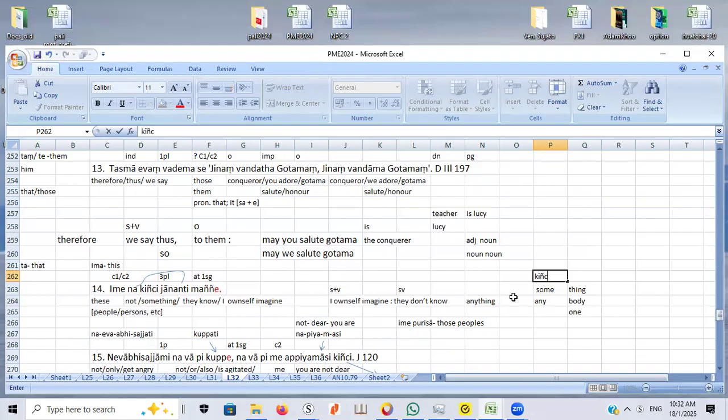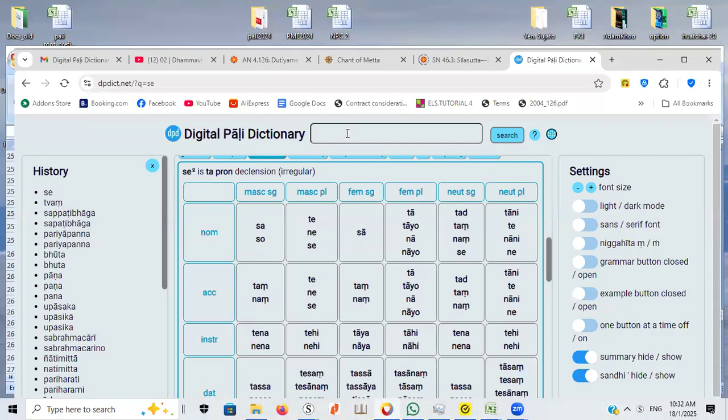Kiñci, because the word kiñci comes from the word kiṃ. Kiṃ is what? And then followed by ci, which is a particle. Let me see, I also don't know how to describe ci, the word ci.